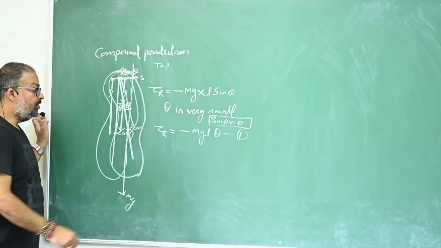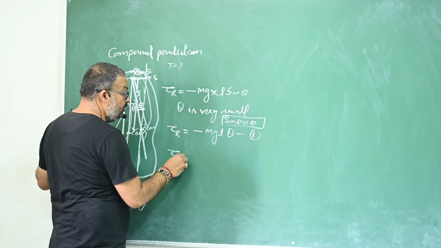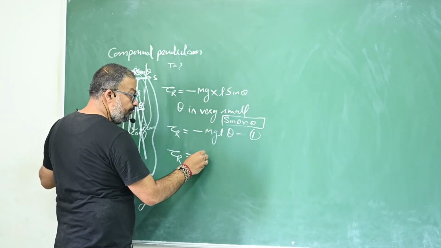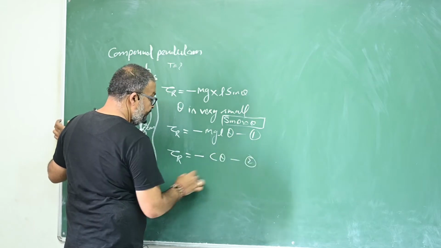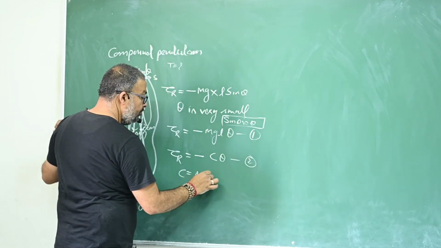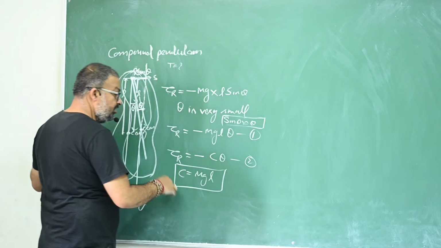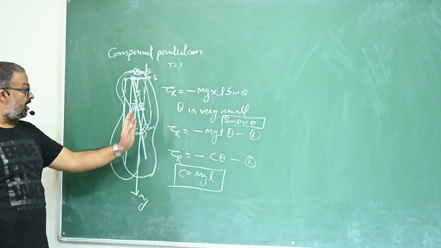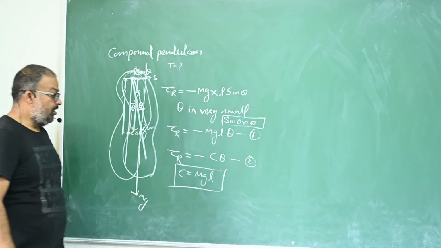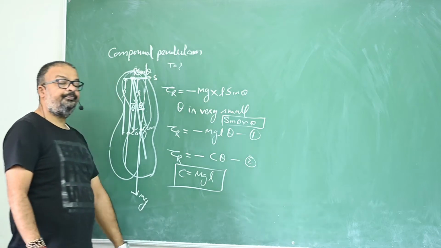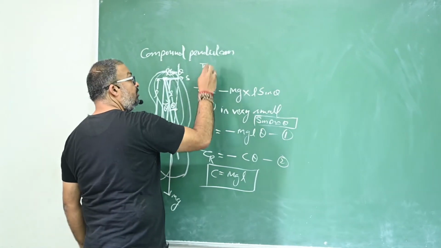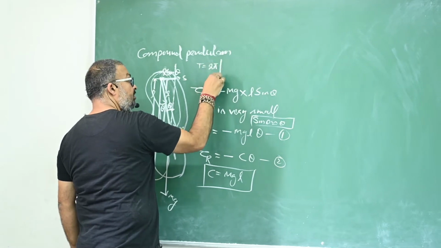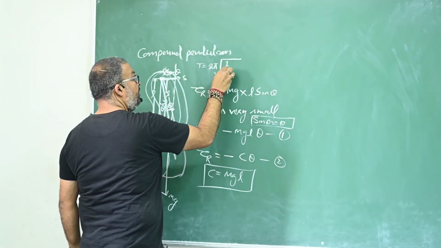Yes or no? So the restoring torque will be compared with minus of c theta. So c equals mgL. That is the torsional constant for this angular SHM. Now, because we have to calculate time period, and time period equals what? This is equal to 2 pi square root of I upon c.